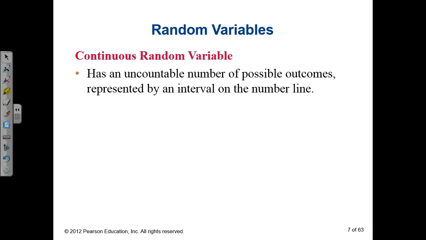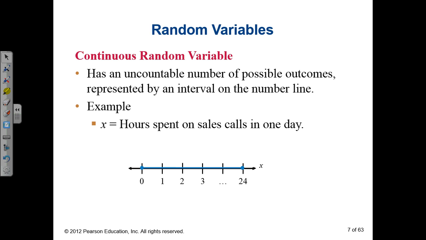Whereas a continuous random variable has an infinite number of possible outcomes. Continuous random variables are distinguished by the characteristic that we measure them. In fact, we measure time, so that if x is the number of hours spent on sales calls, we measure that, which makes it continuous.